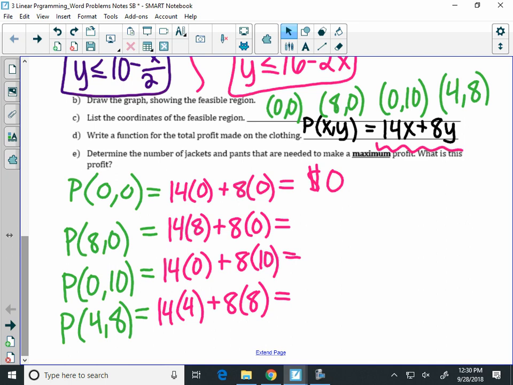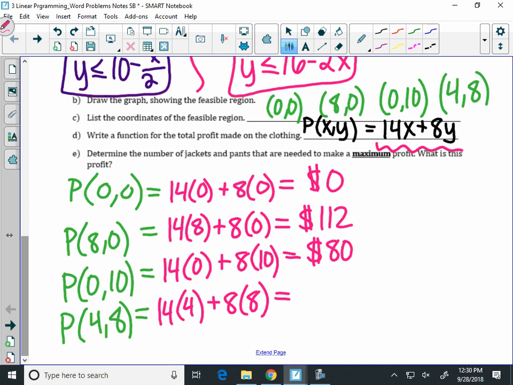Did anyone find the profit for 8, 0 yet? How much is it? 125? 112. All right. What about for 0, 10? $80. And for 4, 8? 120. All right, so here's how we want you to write your answers.